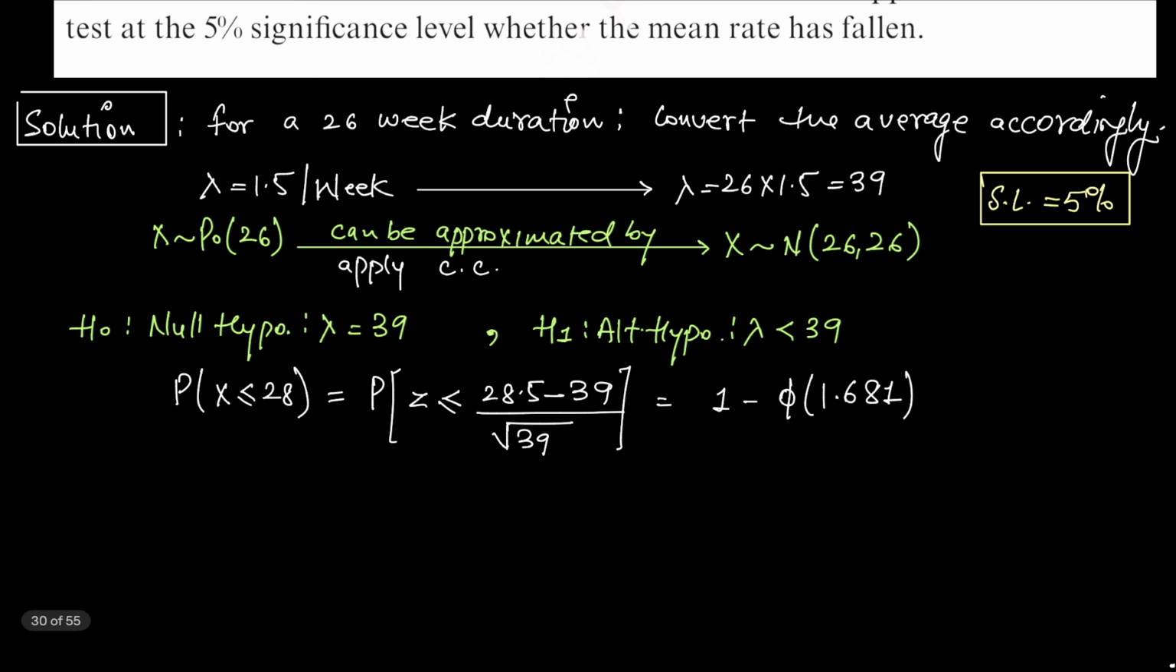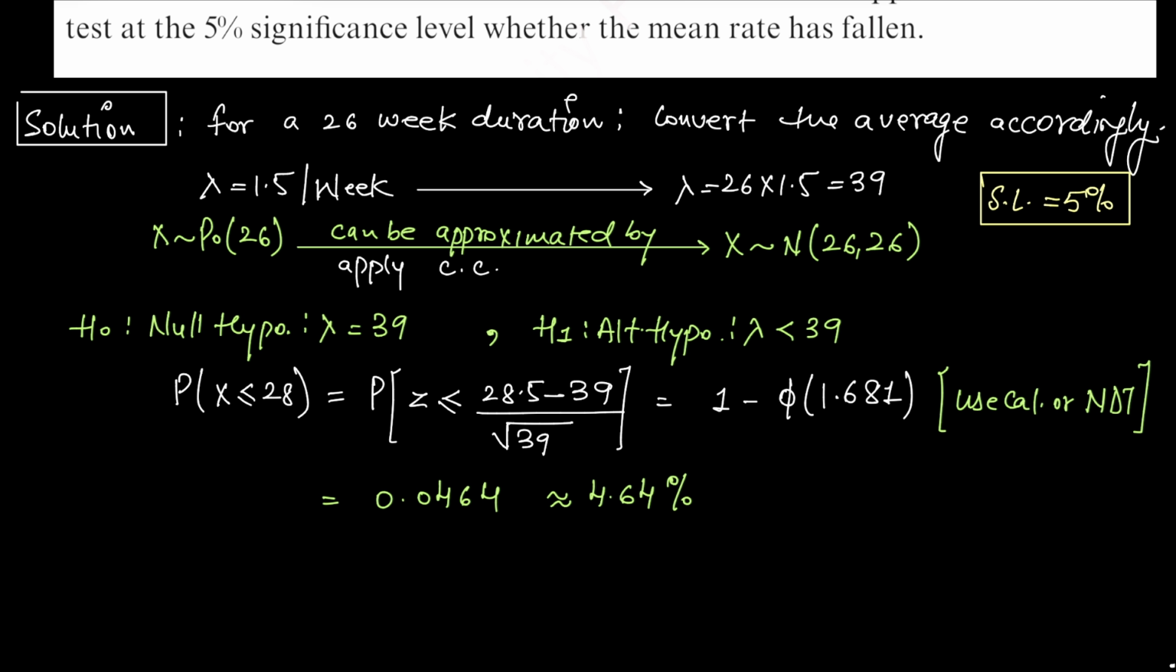Let's use your calculators and normal distribution table. You can use calculators as well, or you can use the normal distribution table, depends on you. After using that, you can easily find out that the given expression is going to give you the final answer as 0.0464. When we convert it to percentage, we get the answer as 4.64%.